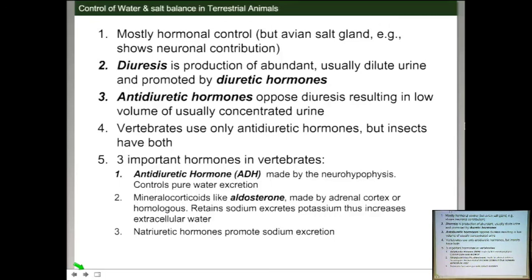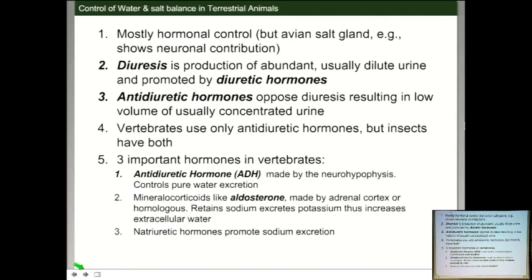And there are three important hormones in vertebrates that are there to study. Antidiuretic hormone is an obvious one, made by the neurohypophysis. And this controls pure water excretion. So when antidiuretic hormone goes up, H2O excretion goes down. Then you have the mineralocorticoids, and the most famous one here is aldosterone. This comes from the adrenal cortex, or whatever homologous organ in the vertebrate does the job of the adrenal cortex. And the action of this hormone is to retain sodium, but it promotes excretion of potassium. So it increases the sodium-potassium ratio.